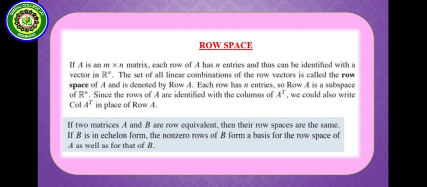Here, if two matrices A and B are row equivalent, then their row spaces are the same. If B is in echelon form, the non-zero rows of B form a basis for the row space of A as well as for that of B.